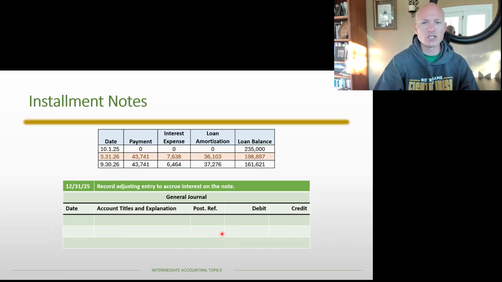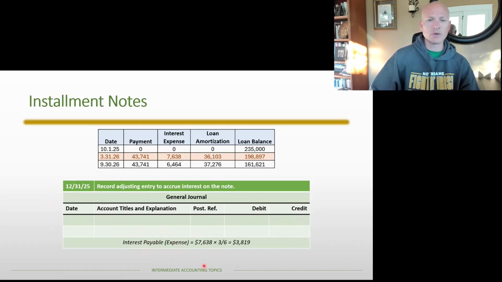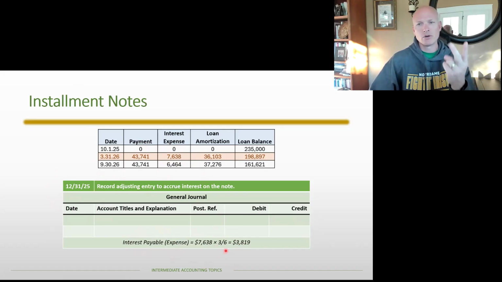And so the adjusting entry, again, the next payment is March 31st, but we're going to come to December 31st. And on that date, we need to accrue interest. When we accrue that interest, in this case, it's contractual interest. And so there is an interest payable and an interest expense. The full 6 months would be $7,638. But of course, we're only accruing interest for 3 months for October, November, and December of 2025.